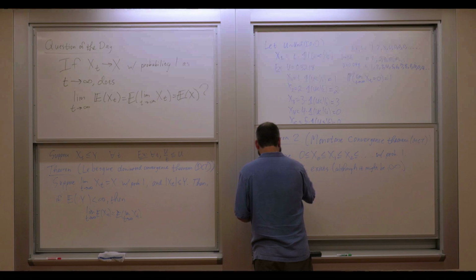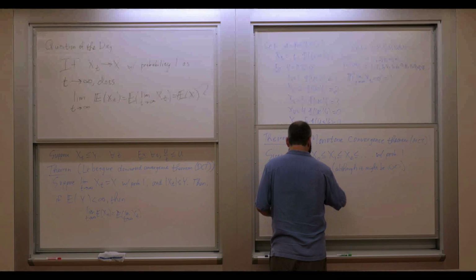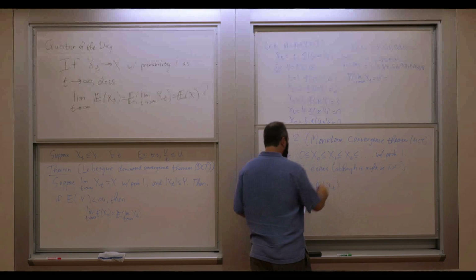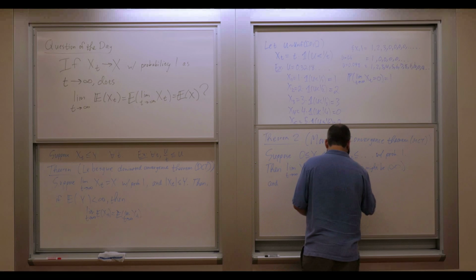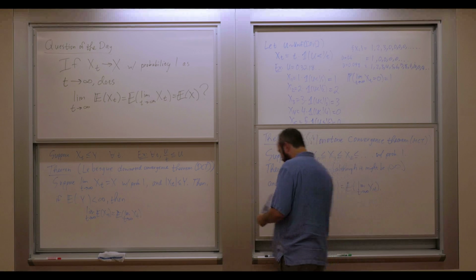And you can swap the limit and the expectation. So the limit as t goes to infinity of the expected value equals the expected value of the limit as t goes to infinity of the X of t.